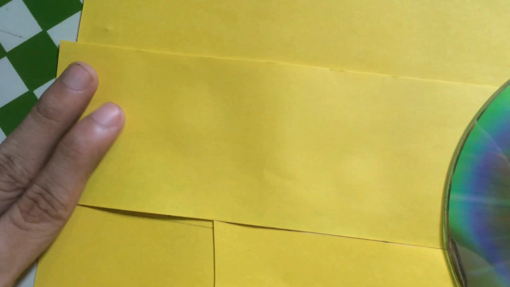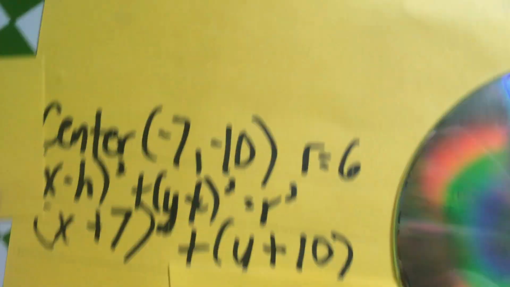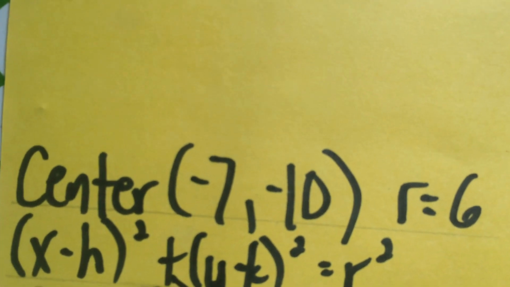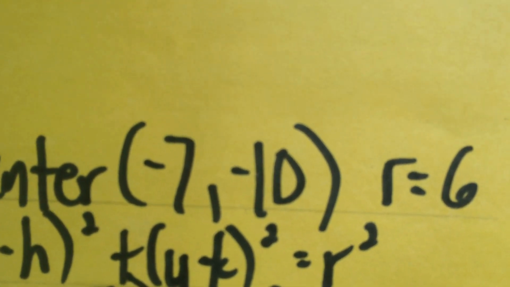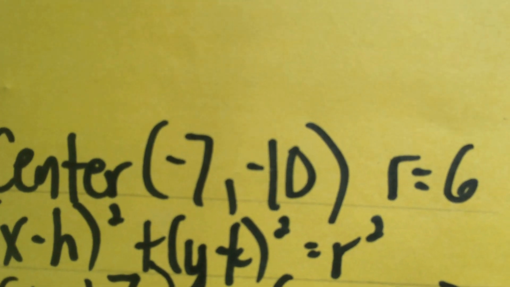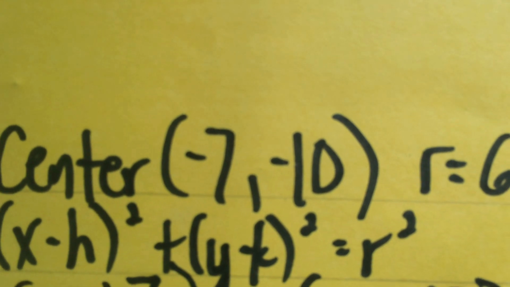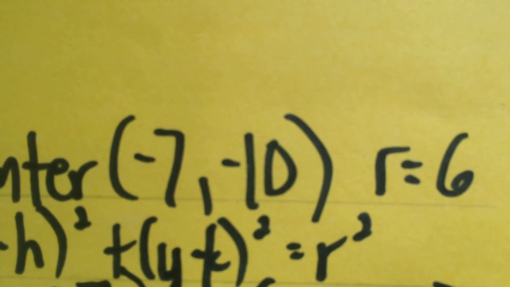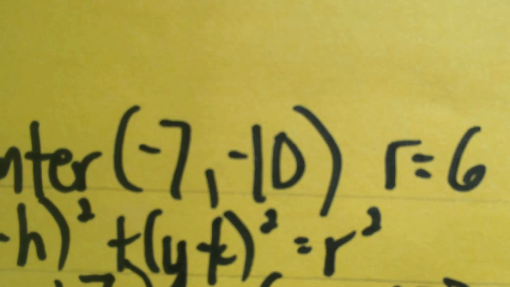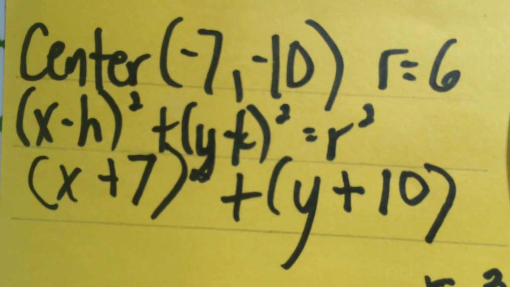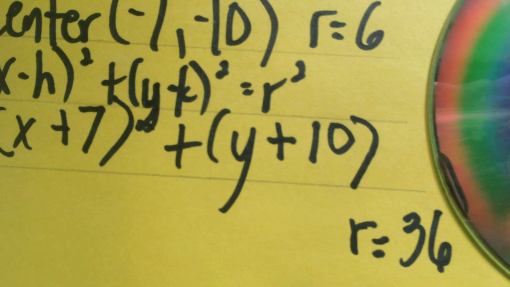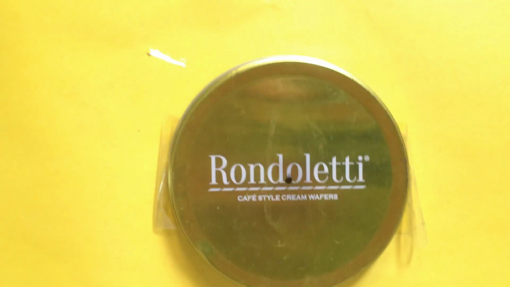After we determine the center and the radius, we transform it into the standard form equation of a circle, which is (x - h)^2 + (y - k)^2 = r^2, where h is -7, k is -10, and 6 is the radius. Then we have the final answer of (x + 7)^2 + (y + 10)^2 = 36.